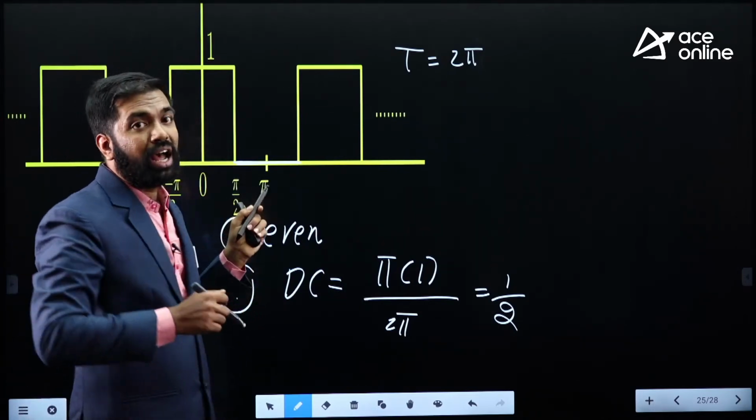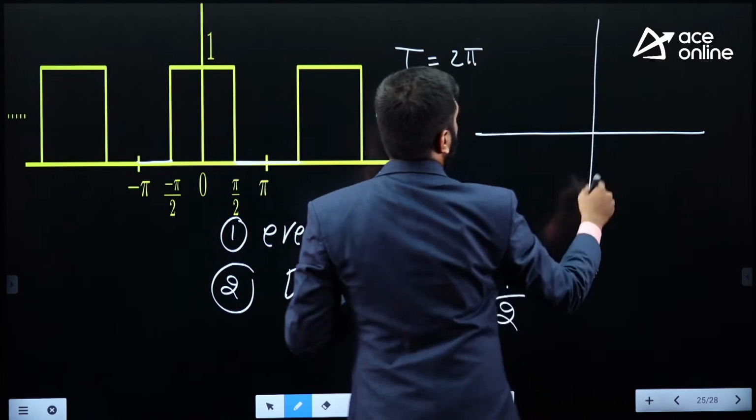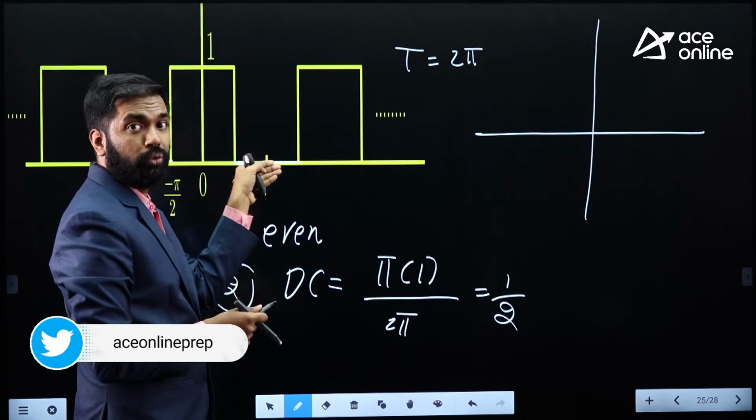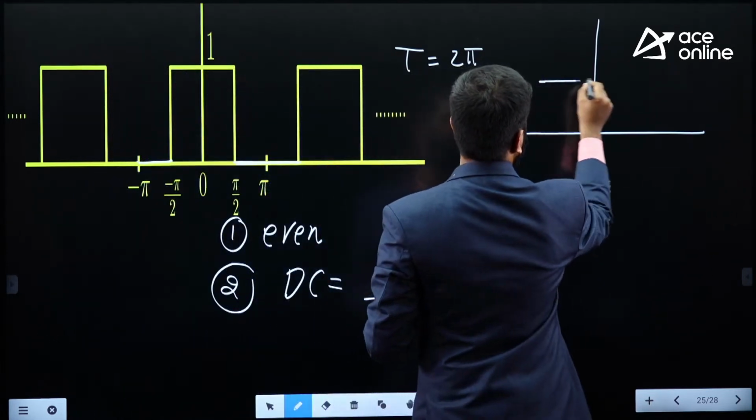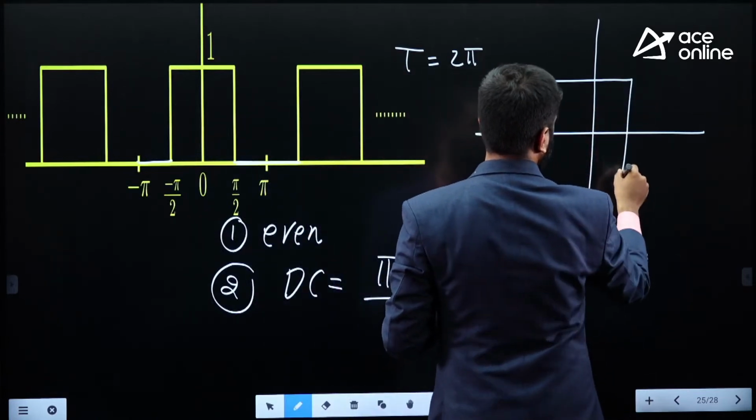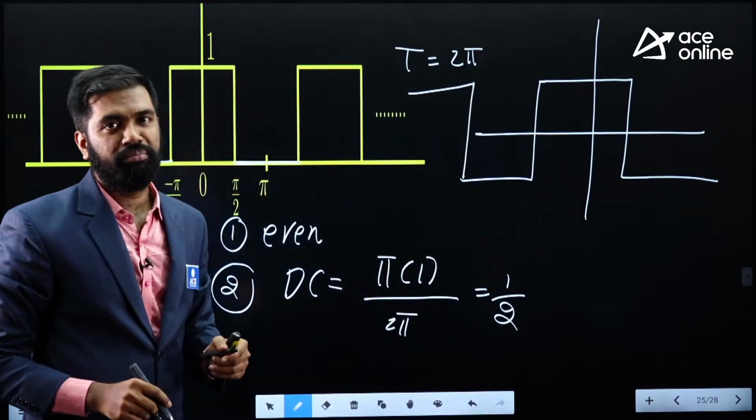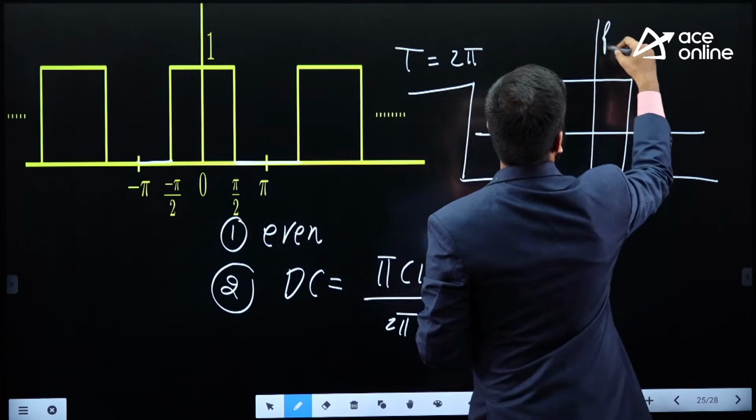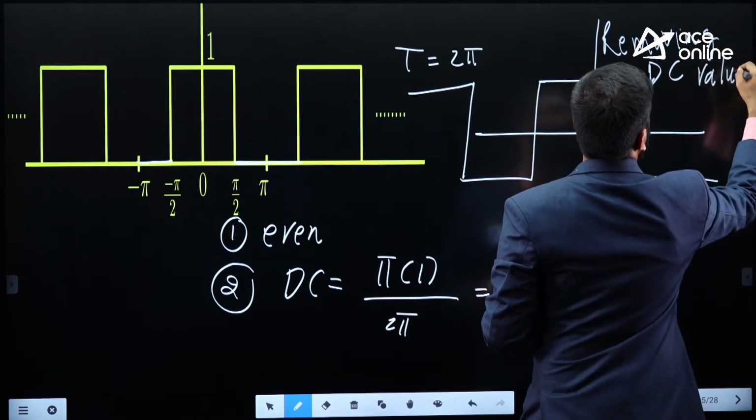So how does the waveform look after removing the DC value? Let's draw it. Once again, this is 1. For half of the duration it's 1, and for the remaining half it's 0. When you remove the DC value, 1 minus 1 by 2 is 1 by 2, so the signal looks like this. And 0 minus 1 by 2 is minus 1 by 2, so it looks like this. After removing the DC, this is the periodic function. Is this having any additional symmetry? Let me first write, this is after removing the DC value.